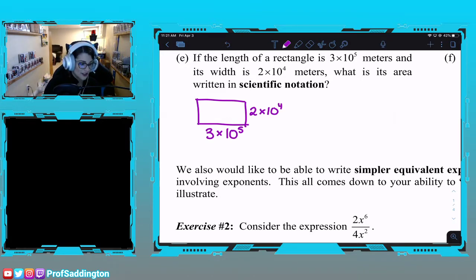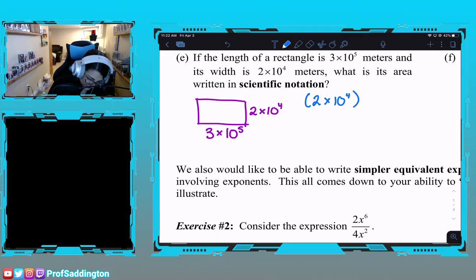Written in scientific notation. Well, we know that the area of a rectangle is our length times our width. So what we're doing here is we have our 2 times 10 to the 4th times 3 times 10 to the 5th.